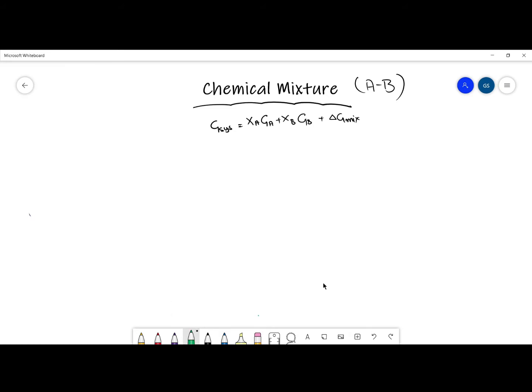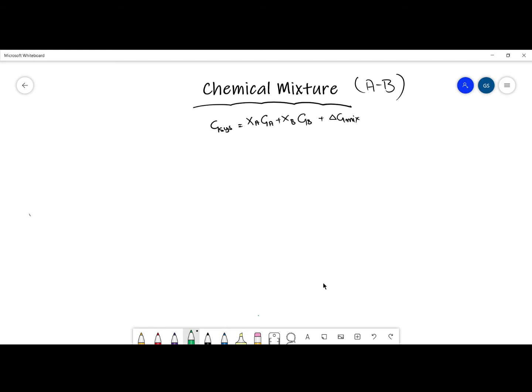So hello everyone, we are studying thermodynamics and we started the topic of mixtures. Our main motive for this topic was to study free energy of mixing. Now, mixtures, as I have told before in the previous videos, are of two types. Broadly, there are two types. First is chemical mixtures and second is physical mixtures.